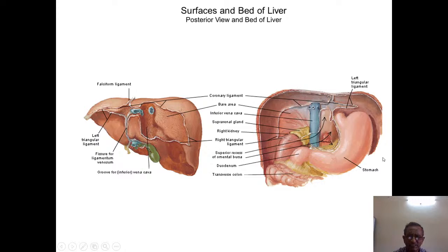So here we are seeing the stomach. So this part will be the gastric impression. Then here we are seeing the duodenum. Here will be the impression for the duodenum. Here we are seeing the esophagus. This is on left side. Here this will be the impression of the esophagus. Here the impression of the duodenum, whereas this is the impression of the stomach.